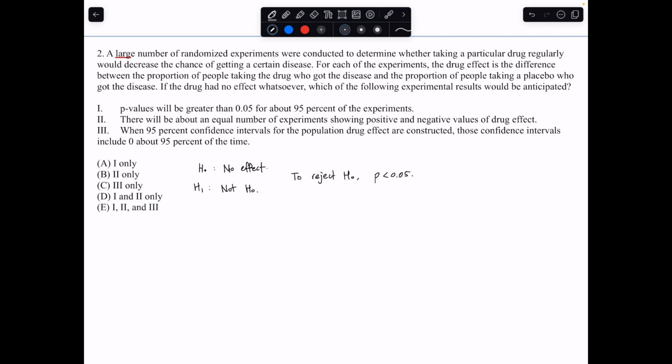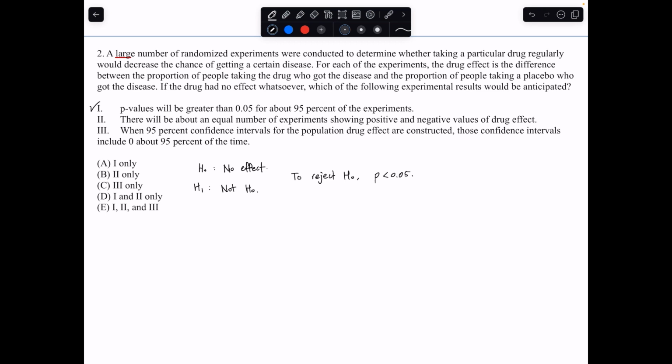And then the problem also just tells us that the drug had no effect whatsoever. So it tells us that the null hypothesis is true. So if the null hypothesis is true, then we fail to reject H0. And so p-value is actually not less than 0.05, it's greater than, right? P-values will be greater than 0.05 for about 95% of the experiments. So statement number 1 is true.